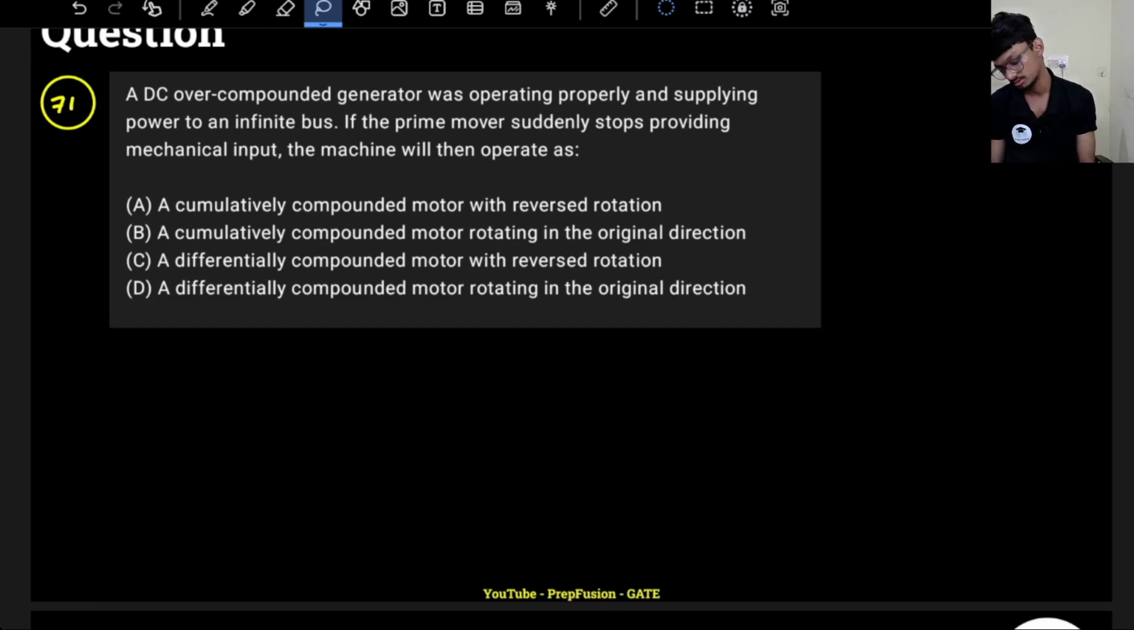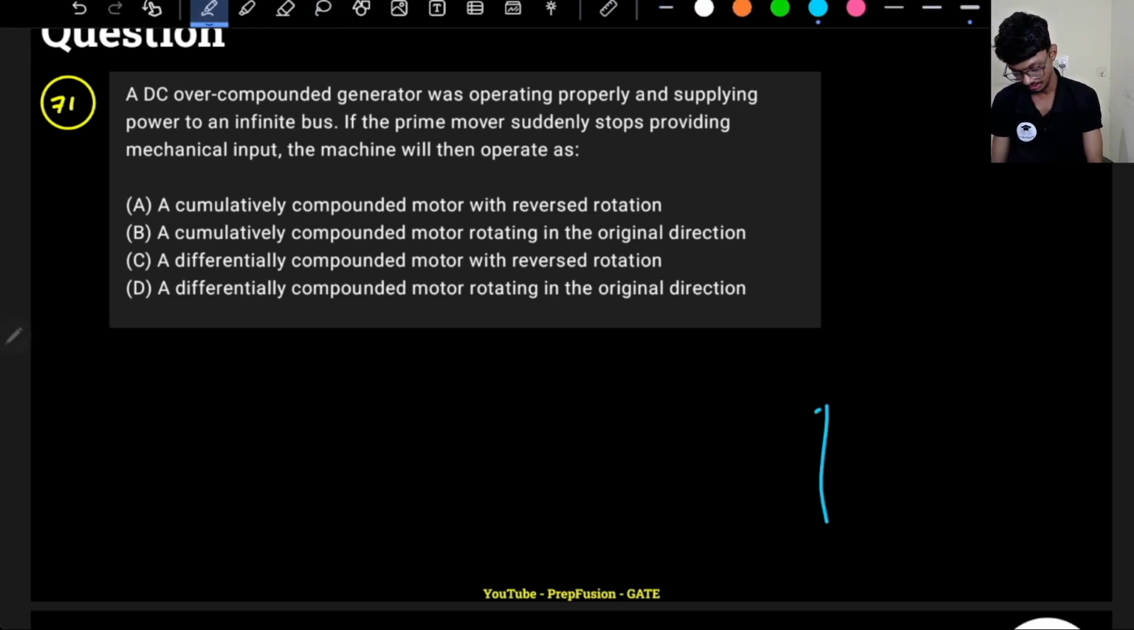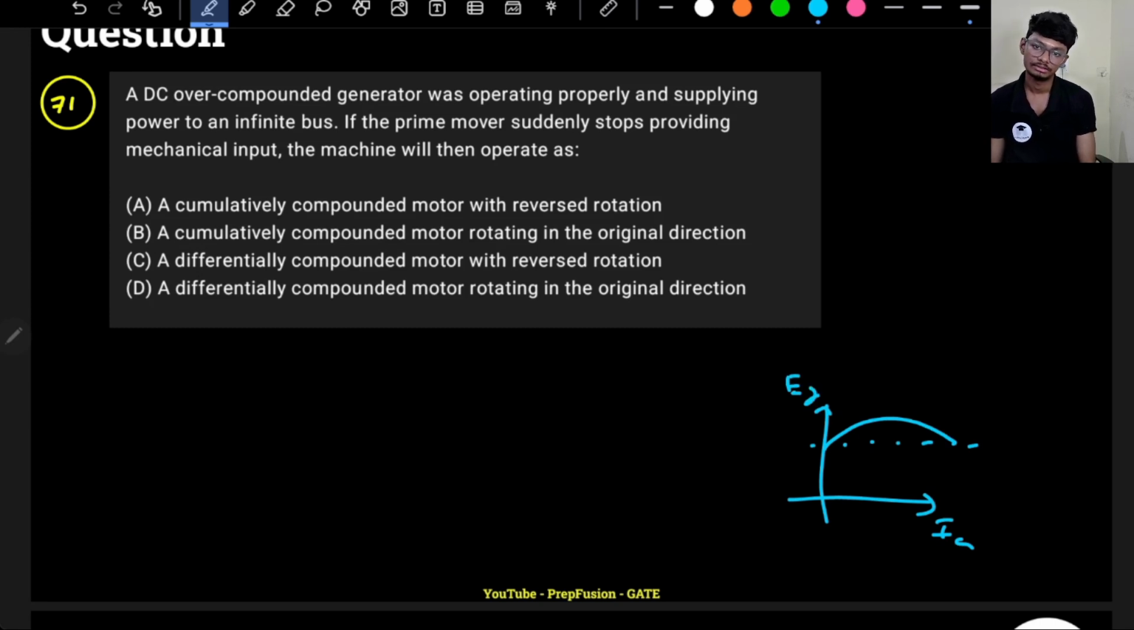It's an over compound generator. If it's an over compound generator, the characteristics of an over compound generator is somewhat like this, right? That is the characteristics of over compound generator with load current. Okay, and it is cumulative, of course, here. Okay, now what will it work as? Will it work as a differential or cumulative one? That is what I want to know.